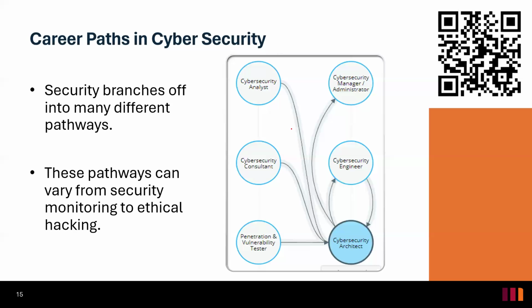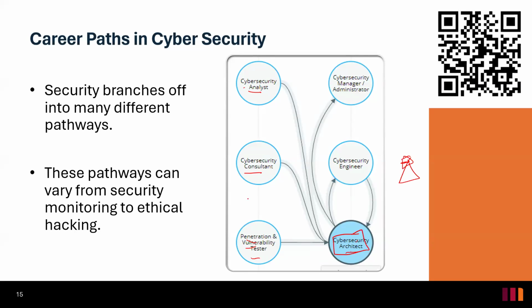So if you see the pathway, the top of the pyramid is the architect. If you have to become the architect, you have to be the master of everything. A cybersecurity analyst, a consultant, these are the individual roles, and you can be any of these individual persons. At the same time, if you want to become an architect, you should be a master in all of these individual respective fields also: the cybersecurity manager, administrator, analyst, consultant.